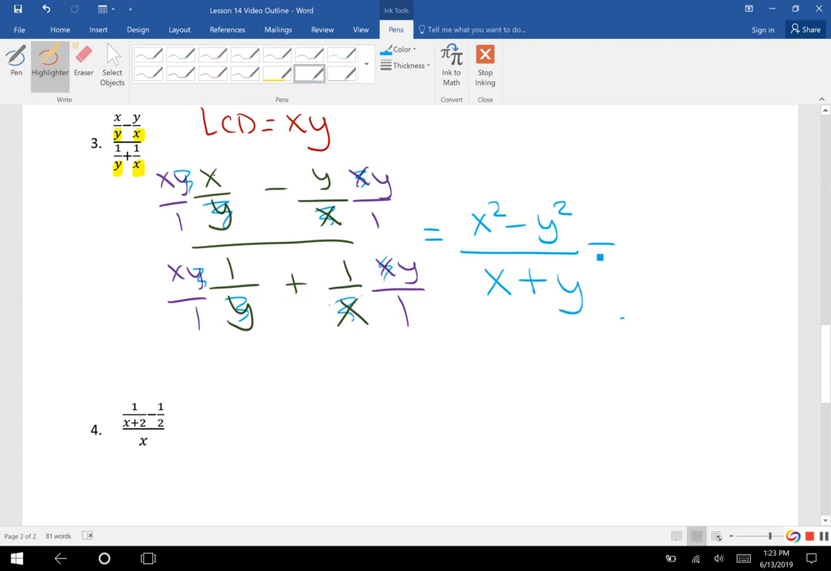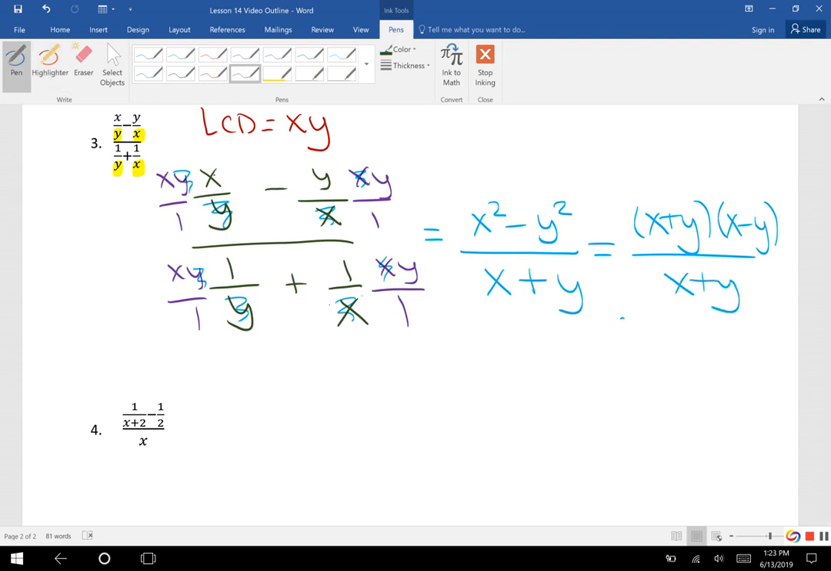Once again, we should check and see if we can factor. The numerator is a difference of perfect squares. I can factor that as x plus y, x minus y. Oh, and that means we can cancel out the x plus y's. And all we're left with in this problem is x minus y. And that's my final answer here.